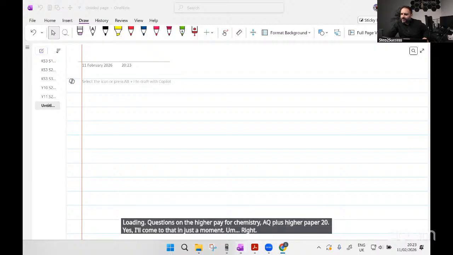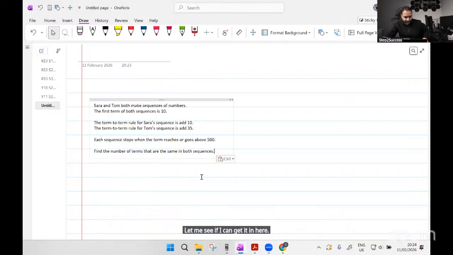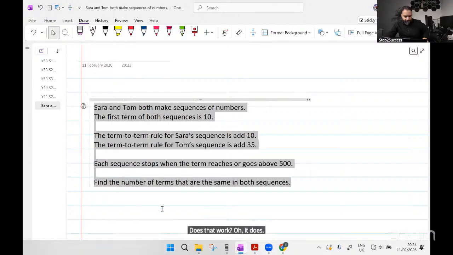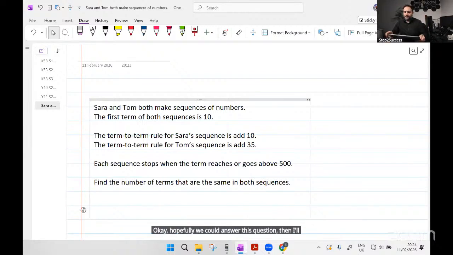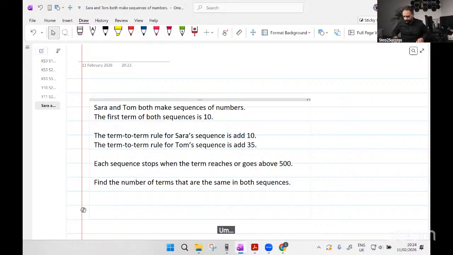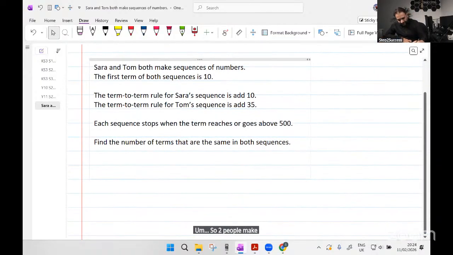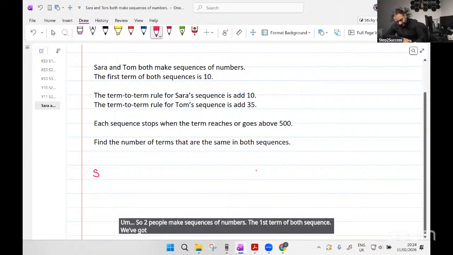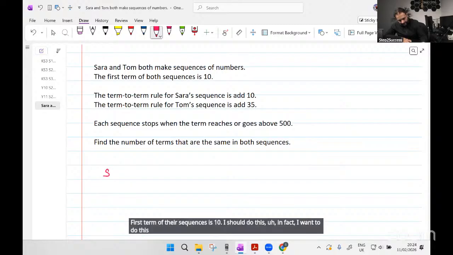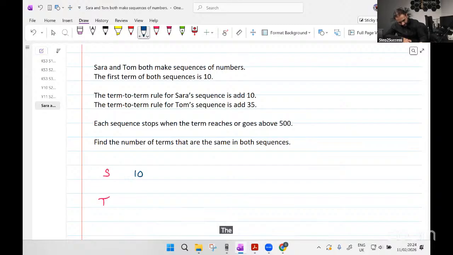Right, I had a maths question, which, I mean, there's no easy way to explain this other than you just have to do the work. Let me see if I can get it in here. Does that work? Oh, it does. Okay, I'm just going to answer this question, then I'll move on to that chemistry question. So, two people make sequences of numbers. We've got Sarah, we've got Tom. The first term of their sequences is 10.